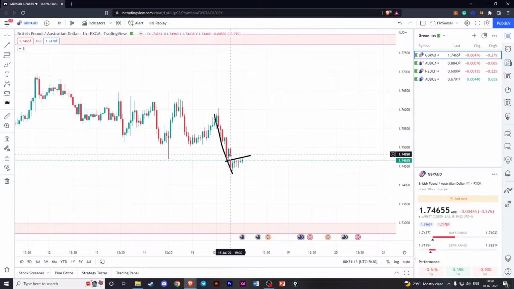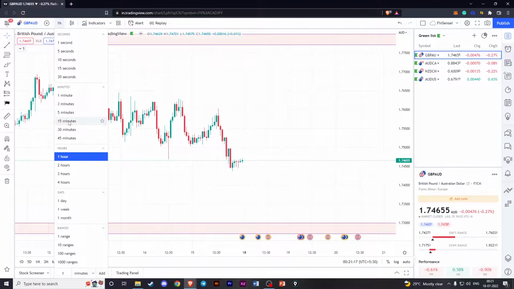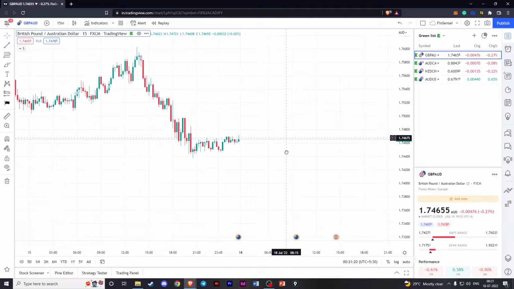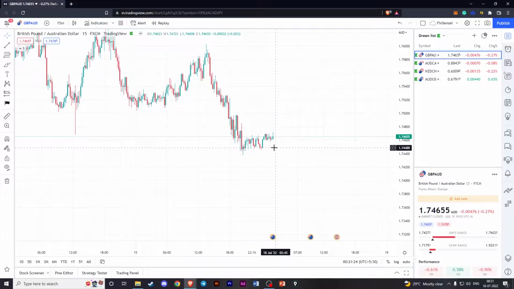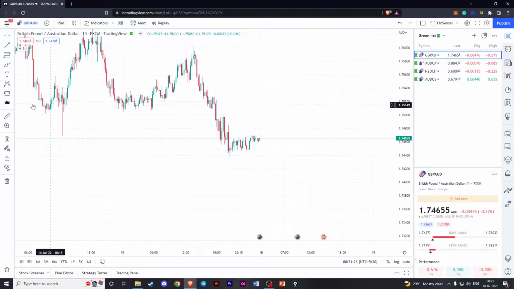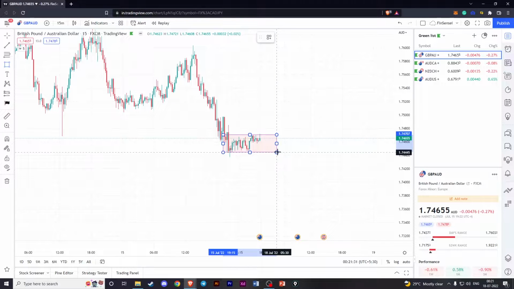To see it more clearly, we can go down to the 15-minute time frame. Just give me a second. Now on a 15-minute time frame, we can see that there is the consolidation phase, also the flag phase of the flag and pole pattern. If we just mark it down in a very narrow range.